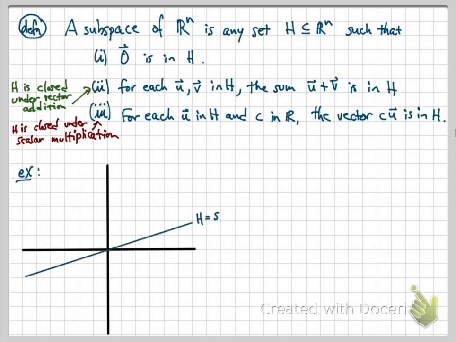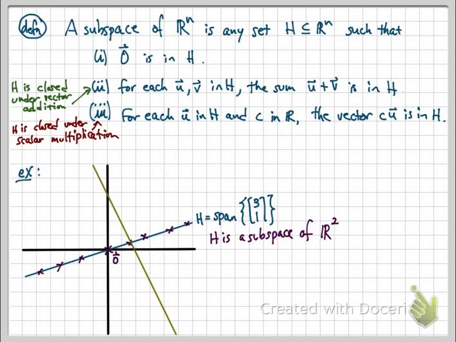So, for example, let's consider H to be the span of the vector (3, 1). It contains the zero vector of R2. If I take 2 points in H, take 2 points in this line and add them, they stay on the line. If I take a point in the line and scale it, it stays on the line. And so H is therefore a subspace of R2.